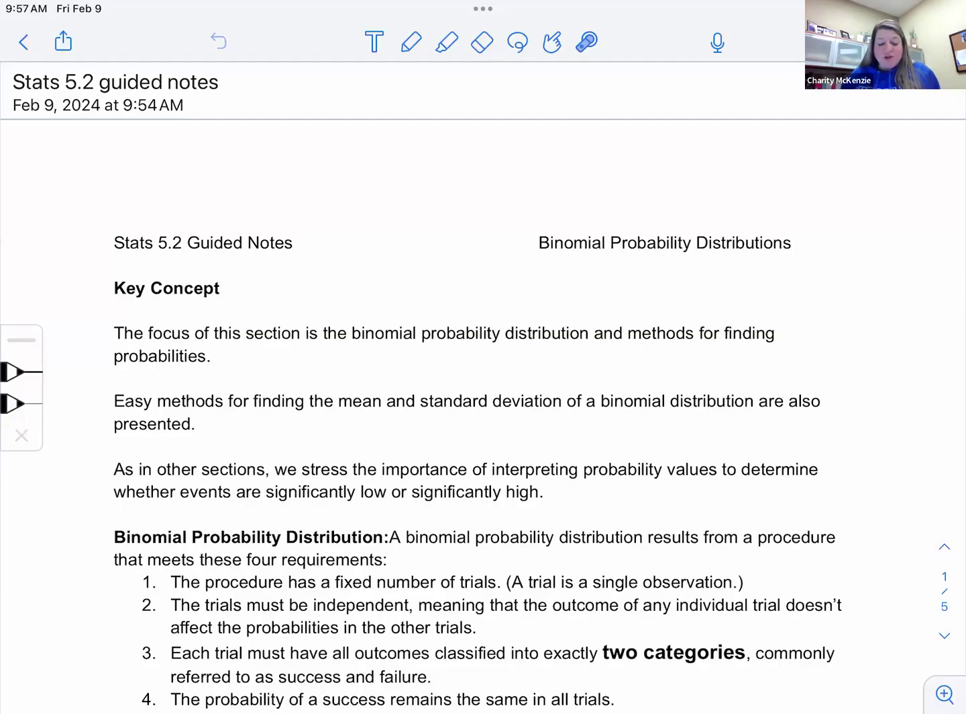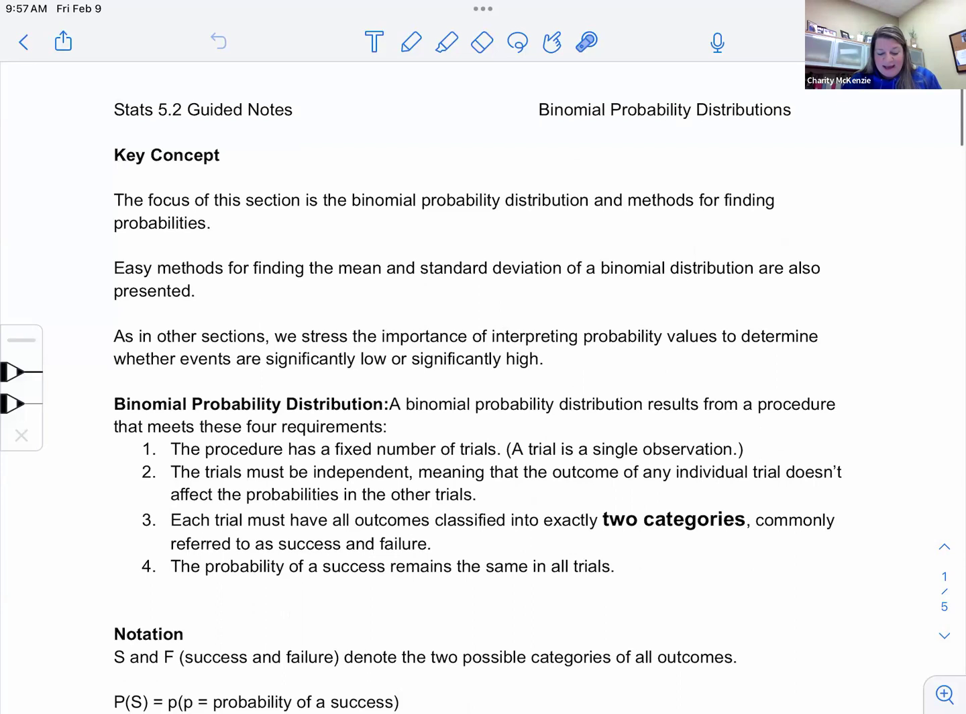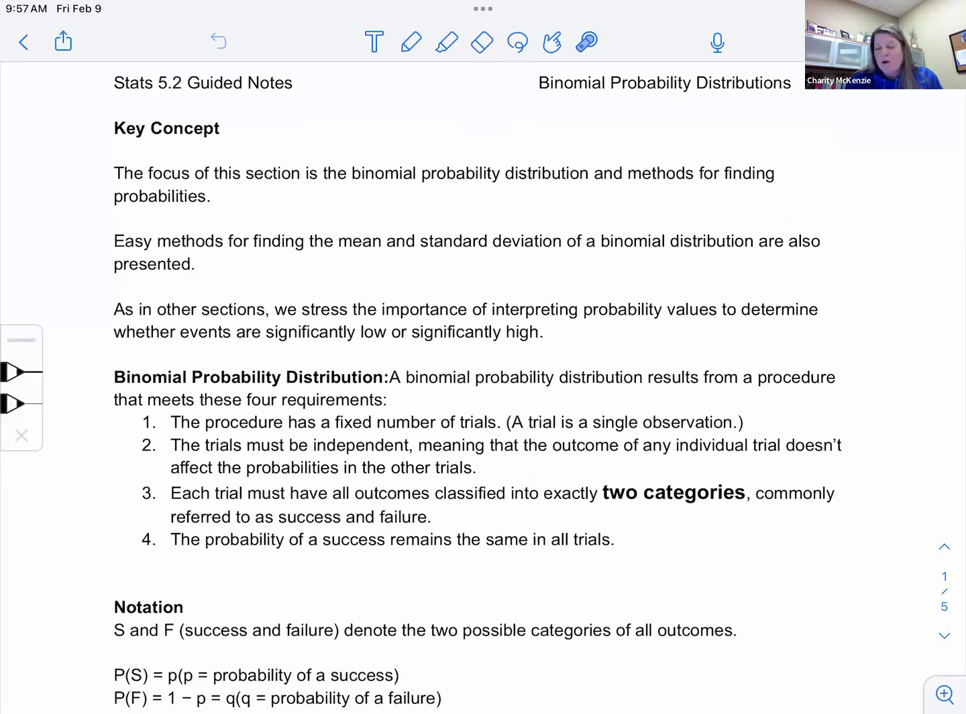All right, so for 5.2, we're going to go over a different kind of distribution. We're going to go over the binomial distribution, which is different than our normal distribution. What a binomial is really looking at is this idea of only two options, binomial, by two options from your survey or your sample from whatever population. So our key focus is finding the probabilities using this distribution and looking at what it is.